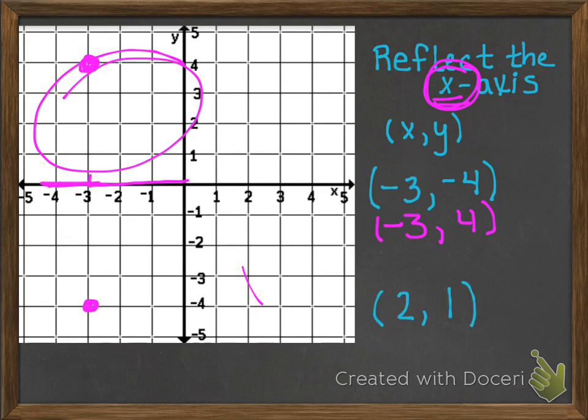Okay, let's do one more. We now have the ordered pair 2, 1. If I just use the numbers, I'm still reflecting across the x-axis. I want to keep my x and take the opposite y. In this example, the ordered pair for the reflection would be 2, -1. I kept the x, but I used the opposite y.